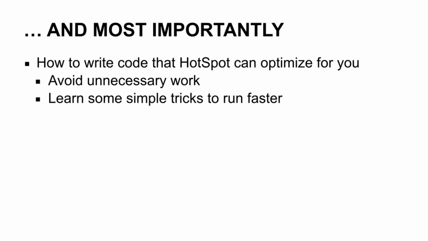And most importantly, through all of this, I want you to learn how to write code that Hotspot can optimize for you. This will allow you to avoid a lot of unnecessary work. Many types of optimizations I see people doing, they just don't need to do because the compiler already knows how to do them. And you'll learn a few simple tricks that can help the compiler so it can do even more work for you. That way your code can run fast without you having to do too much at all. Next time, we'll get started by looking at the anatomy of a compiler.